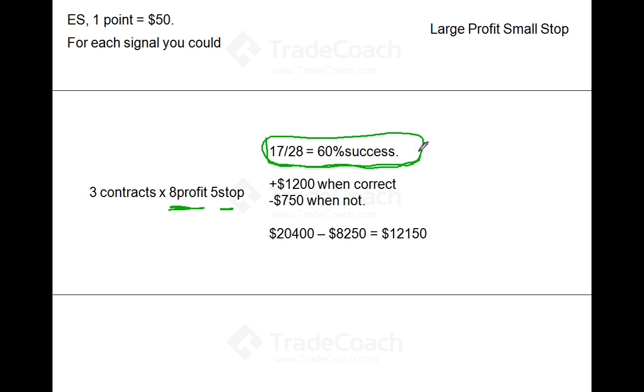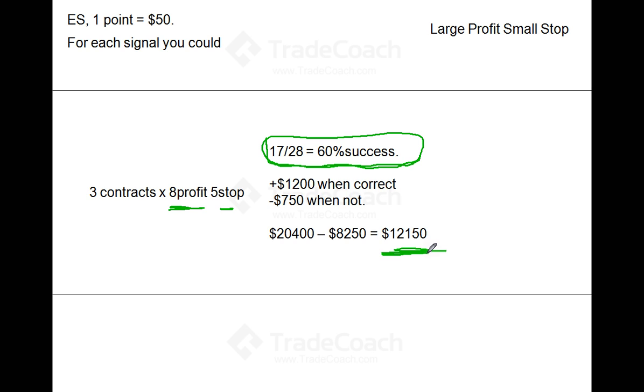But overall, because your profit target is bigger than your stop, we make a bit more money. I'd call it about the same, but it's slightly more. 12,000 instead of 10,000. Okay, is everyone with me so far? Yep.